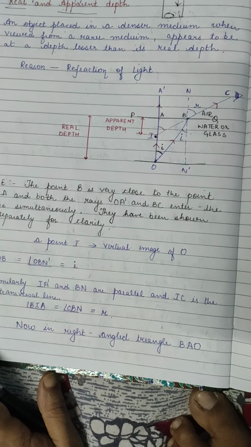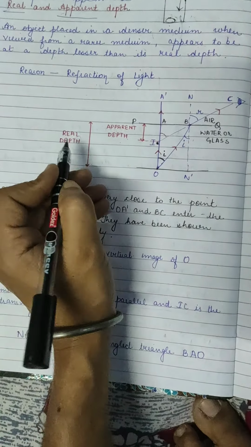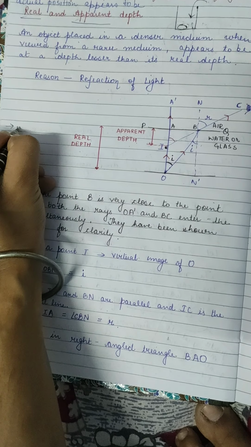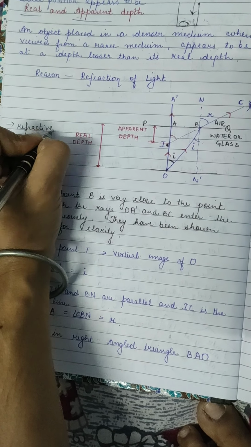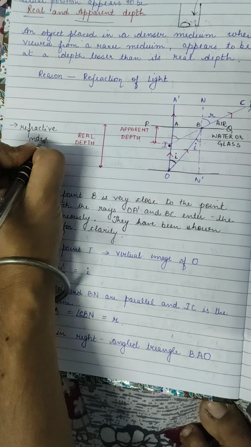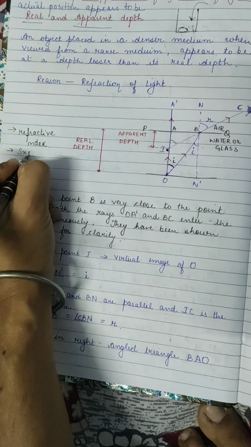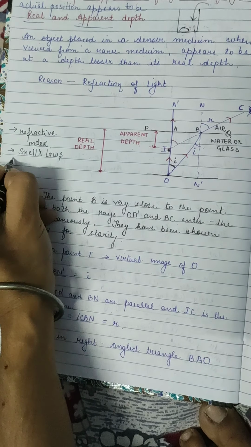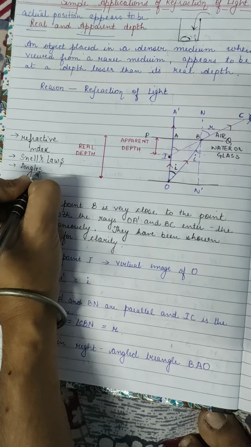Now the question comes, how are real depth and apparent depth related? To find this relation, these are the steps we consider. One thing is the refractive index. The other thing you should know is Snell's law. That is related to refractive index, and angles and positions of the rays.